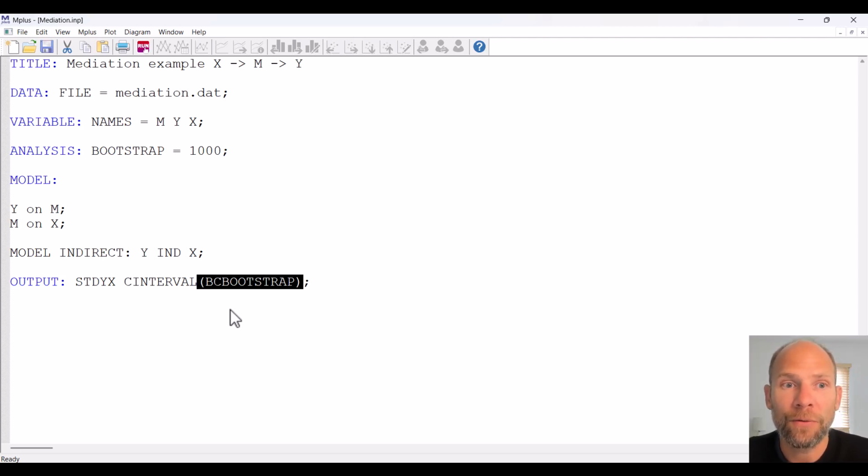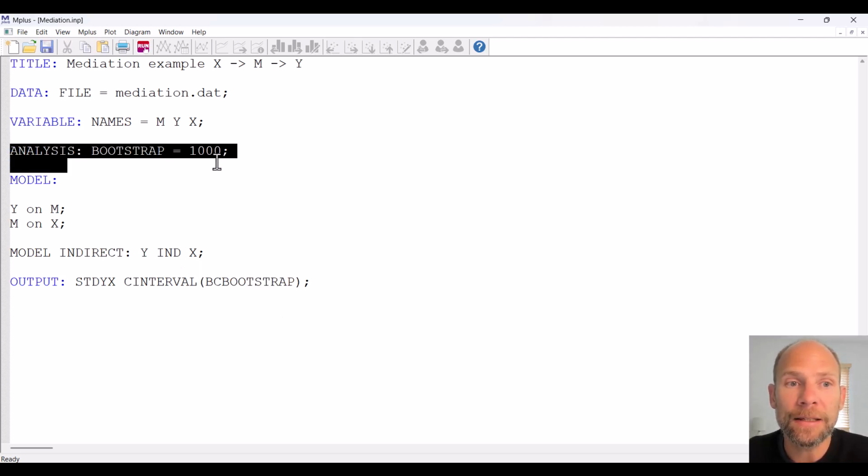Now, the BC bootstrap subcommand here works in conjunction with analysis bootstrap equals, and that command specifies the number of bootstrap samples. In this case, I chose to use 1000 bootstrap samples for high precision of the bias corrected bootstrap results, and then the confidence intervals will be based on those 1000 bias corrected bootstrap samples.